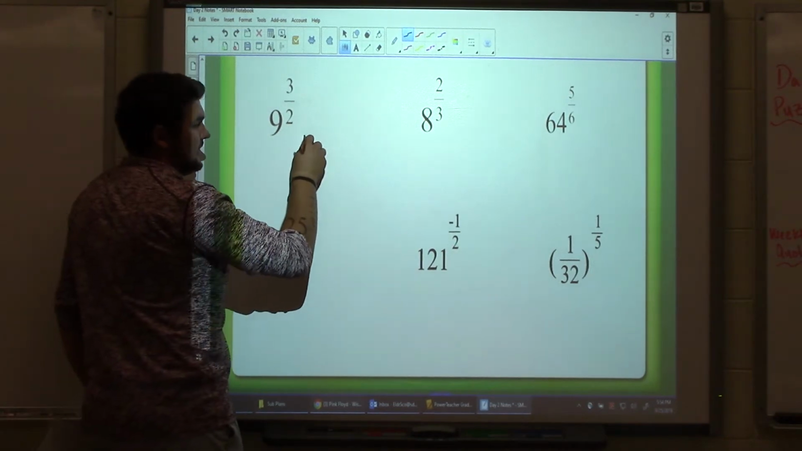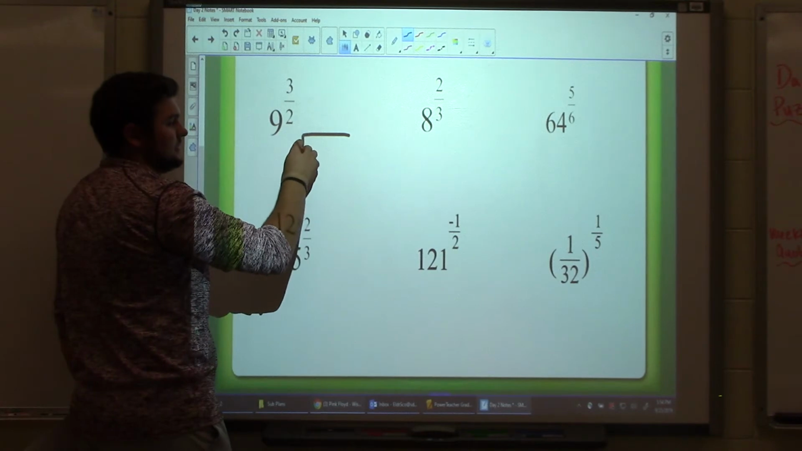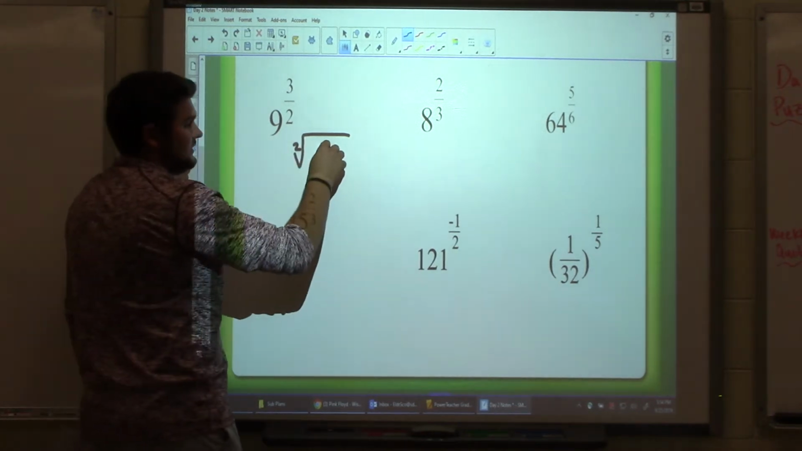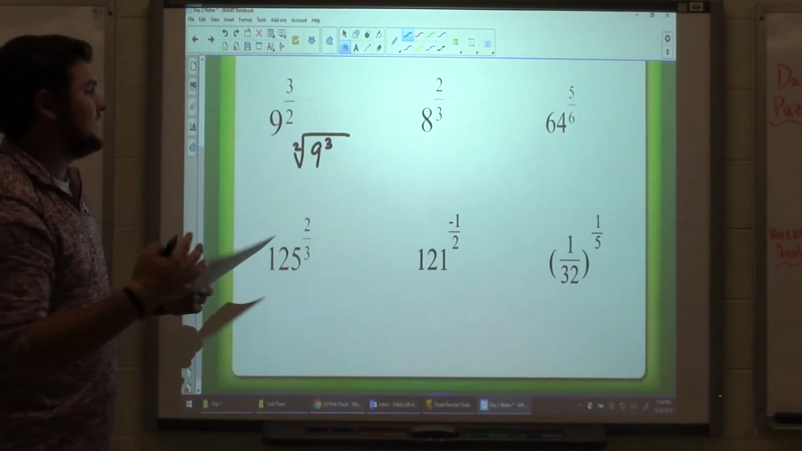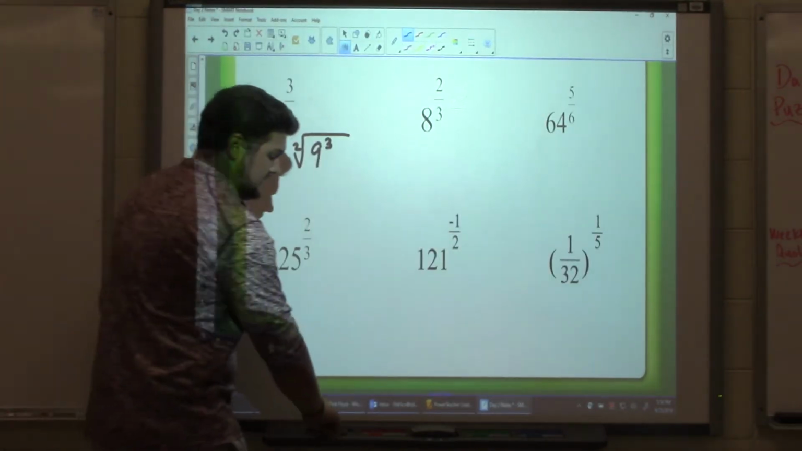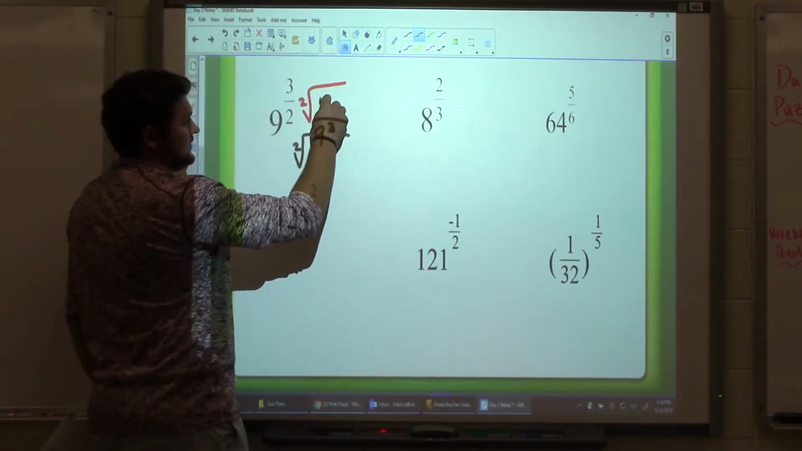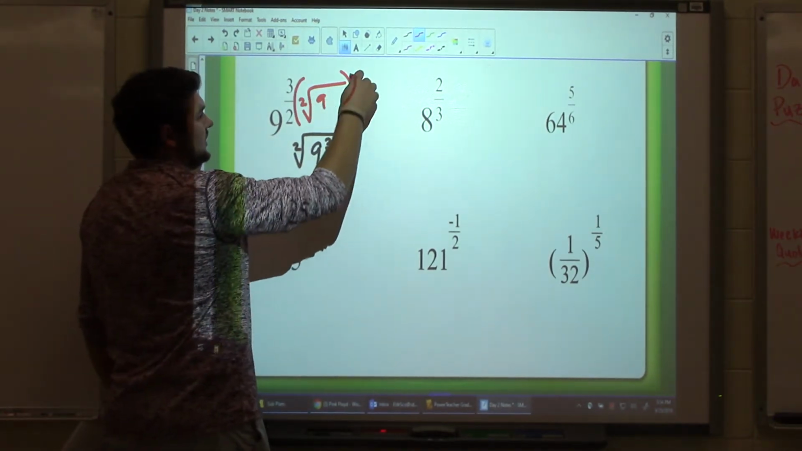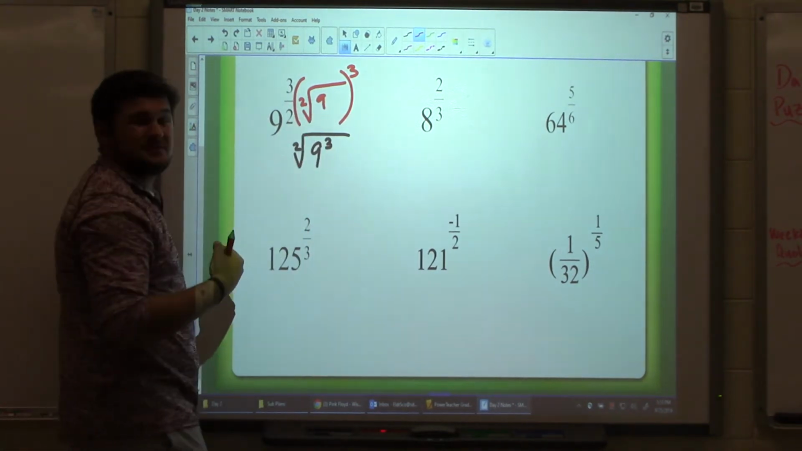So, I'm going to make a radical. My 2, my denominator, becomes my root. So it's the second root of 9 cubed. Now, like I said, I may write it a different way. It might be a little bit easier for some of these problems. I might write it as the second root of 9 all to the third power. These two things mean the same. This top one's a little bit easier to do though.